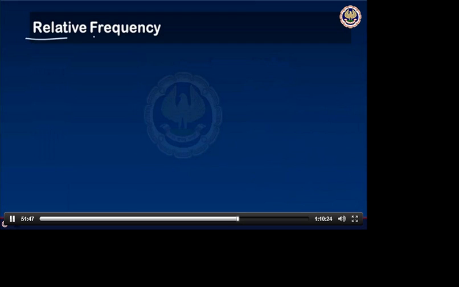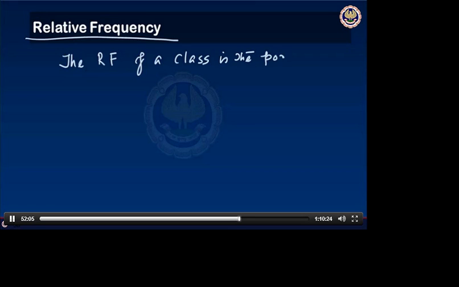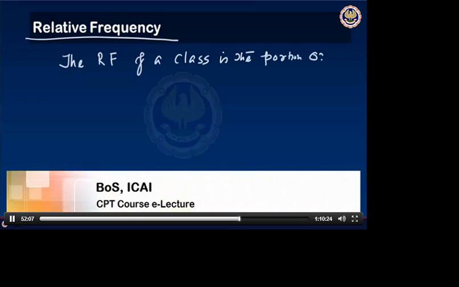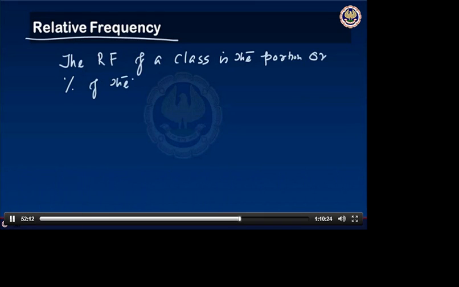So now we have to find the relative frequency. So first of all, we must know what is the relative frequency. The relative frequency, so I'm going to put the word RF for relative frequency, of a class is the portion or percentage of the data that falls in that class.